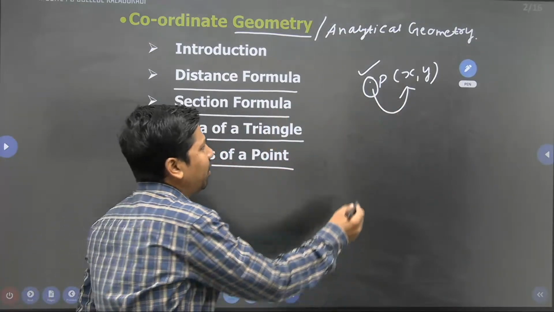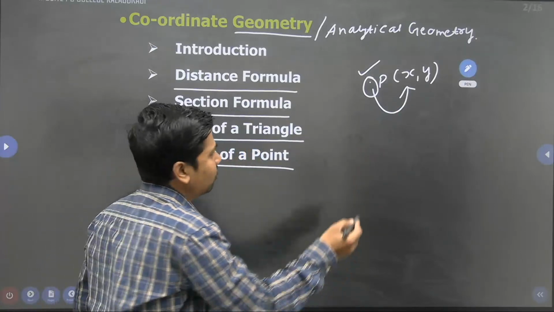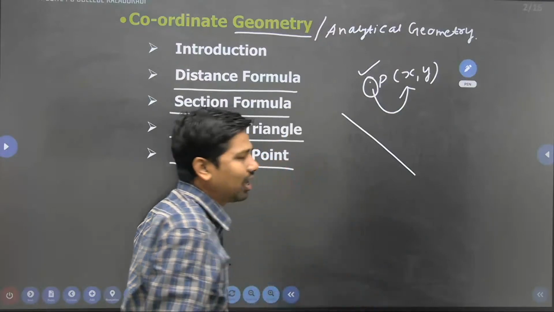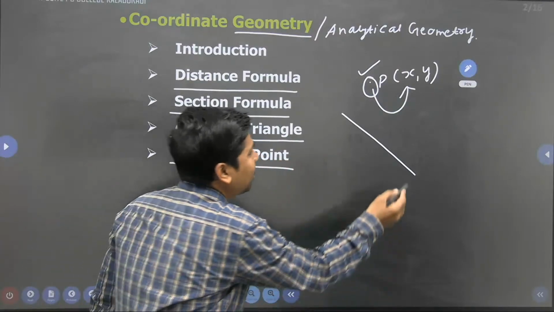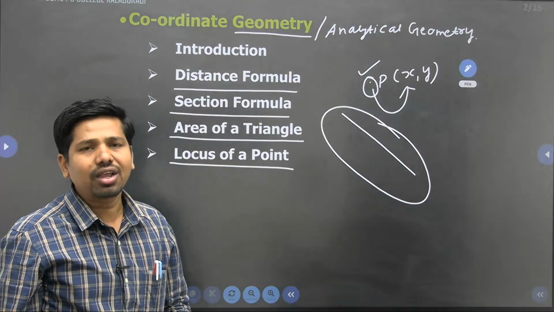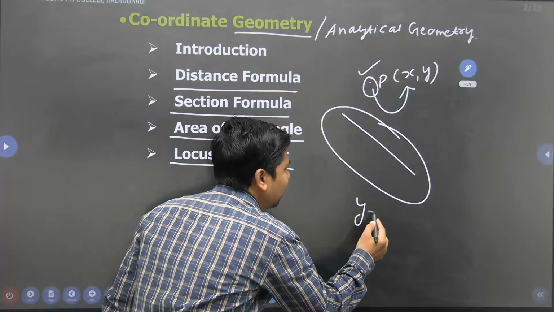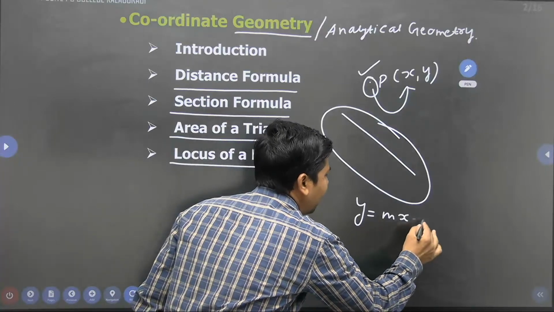Even, for example, if I take the set of all points, I'll get a straight line, right? So I can represent this straight line by an equation. This is a geometrical shape, and I can represent it in an equation. For example, I can take the straight line equation as y equal to mx plus c.